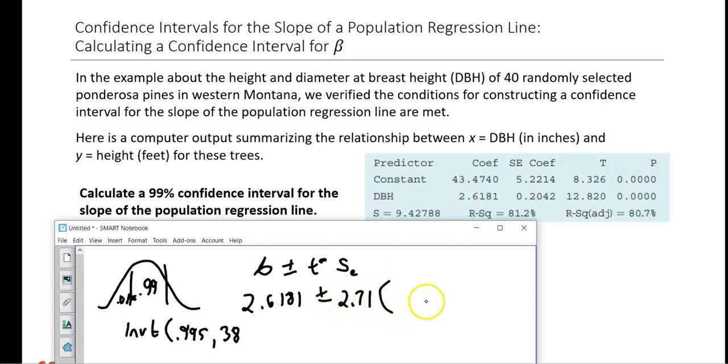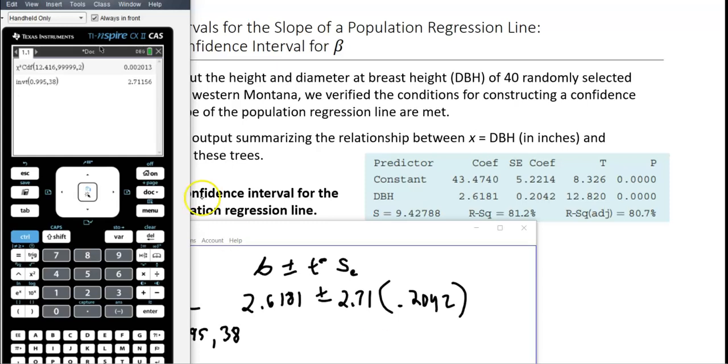So 2.71 times the standard error. The standard error should usually just be given to you. When you have computer output, you don't have to calculate it. If you see the slope, it's the number right next to slope, under SE, which stands for standard error, so it's 0.2042. So now you get your calculator out. 2.6181 plus 2.71 times 0.2042. And then we'll do the minus version of that.